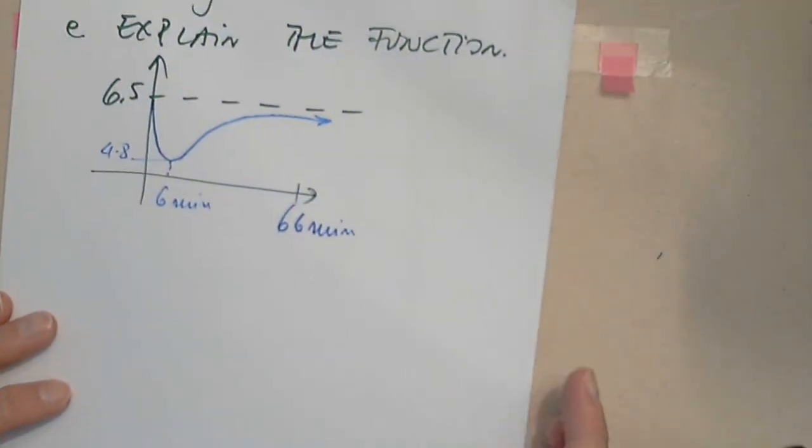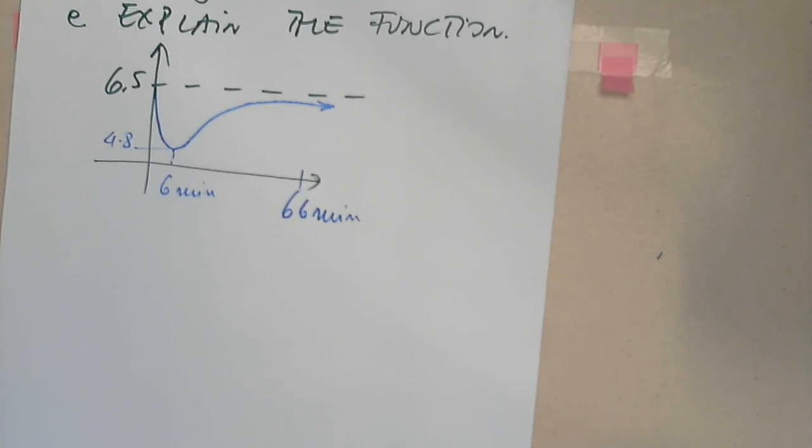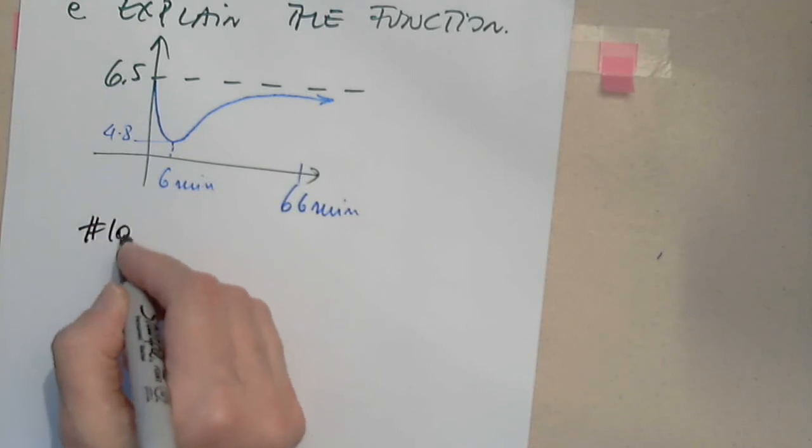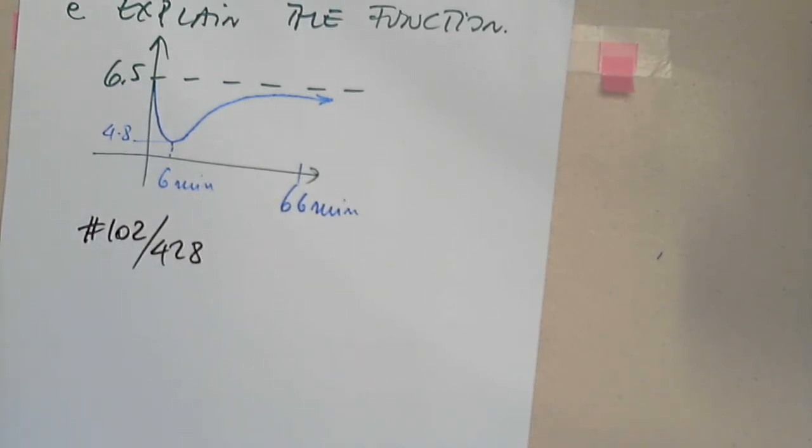So we continue with another graph, or you want to continue with another word problem? Word problem. Okay. Another word problem? Very good. Okay, here's the next one. Problem 102 on page 428. These are interesting problems.